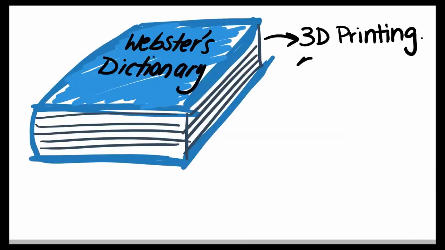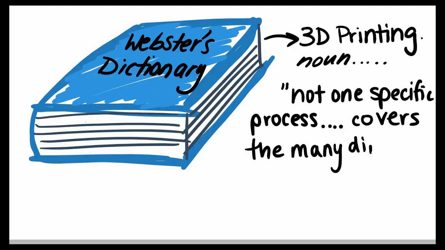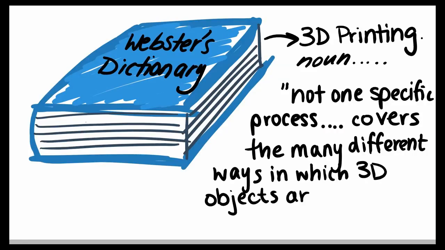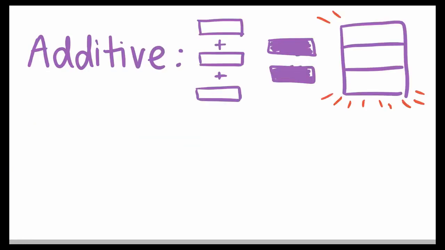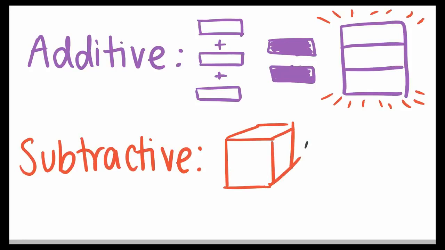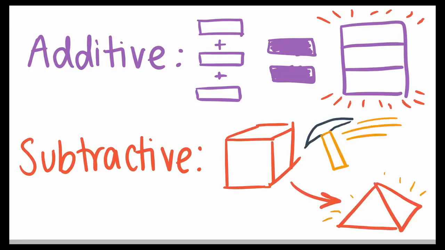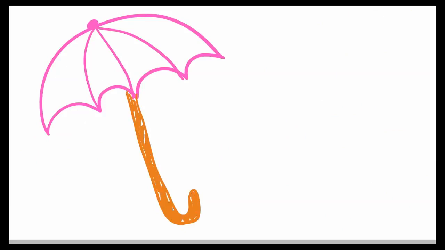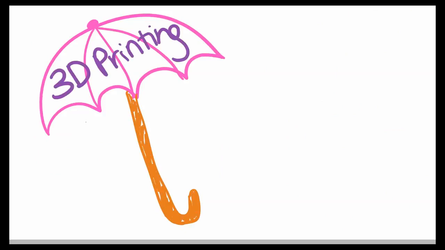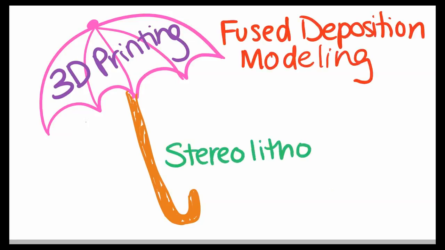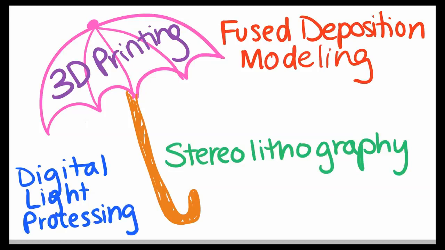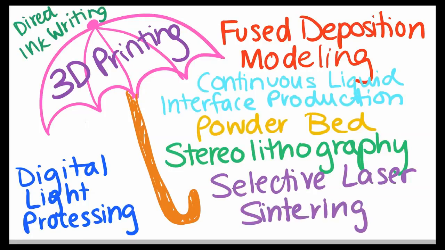First, let's start off explaining just what 3D printing means. 3D printing doesn't refer to one specific process, but actually encompasses a number of different ways in which 3D objects are made through adding material bit by bit. The additive nature of 3D printing separates it from subtractive processes, like machining, where material is taken away to produce an object. 3D printing includes many different processes, each with their own methods, materials, and purposes, such as fused deposition modeling, stereolithography, digital light processing, selective laser sintering, and a whole lot more.